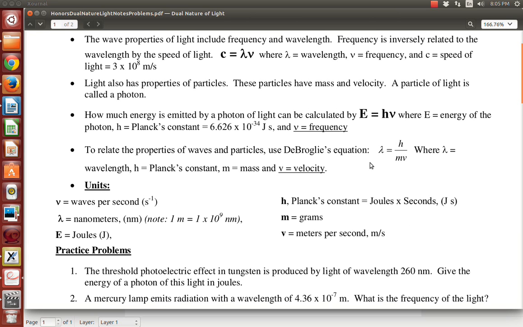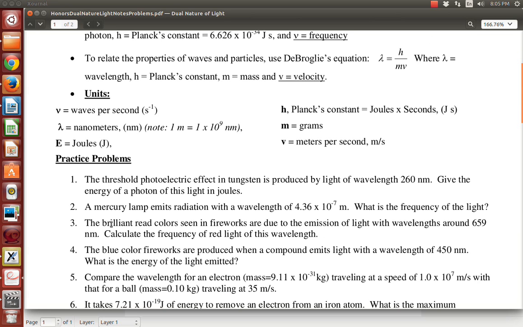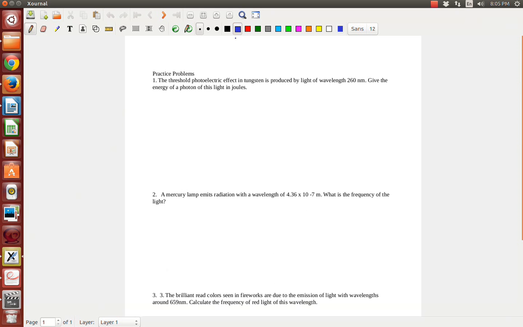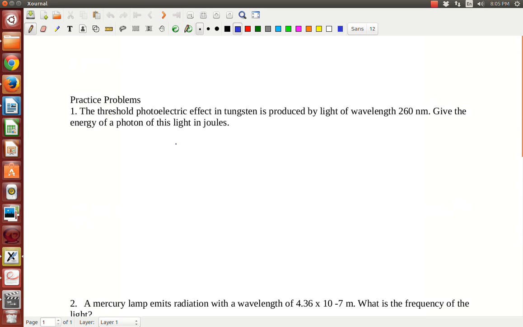Notice that velocity is down here in Debray's equation. We're not using that one. Okay, I'm going to work out the first 3 problems here, and then I'm going to do another example problem. Okay, on this sheet I will have made a copy of the first 3 problems when I expand it.